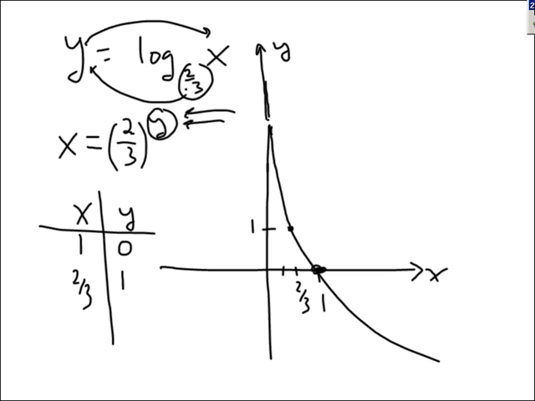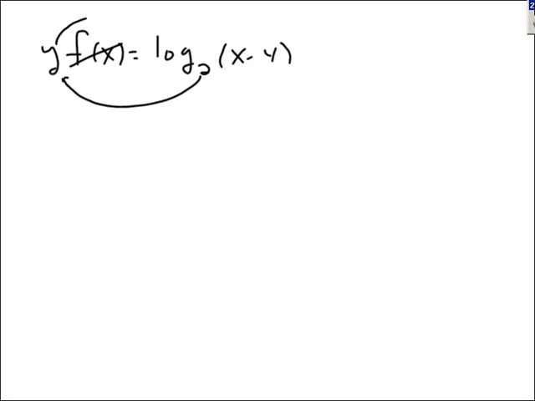Let's try some of these. Remember, another name for y is f of x. Another name for y is f of x. So suppose you were asked to graph f of x is equal to log base 2 of x minus 4. Remember, that's just y. So 2 to the y equals x minus 4.